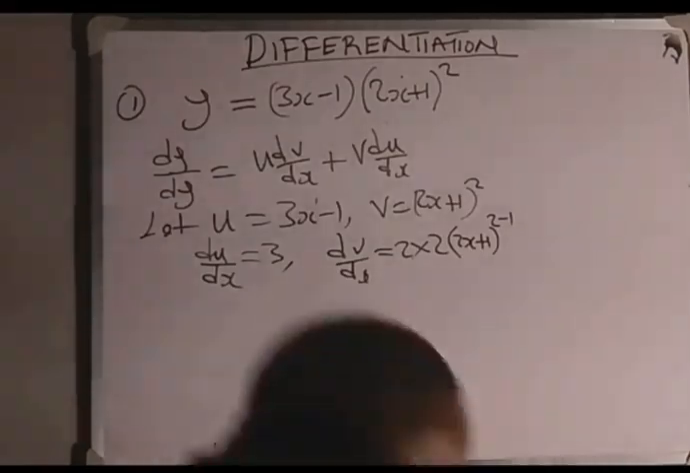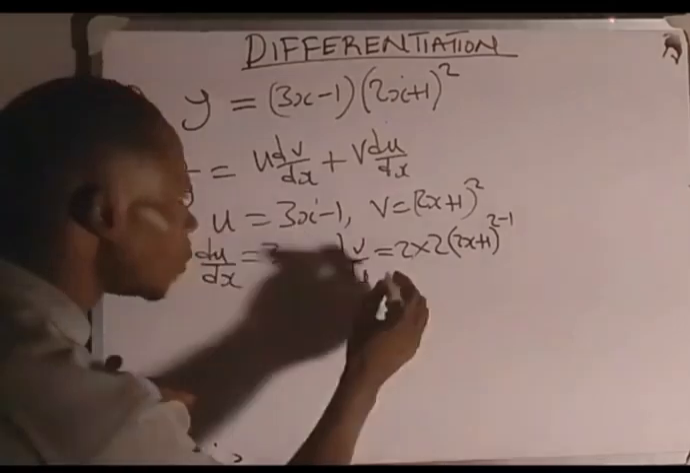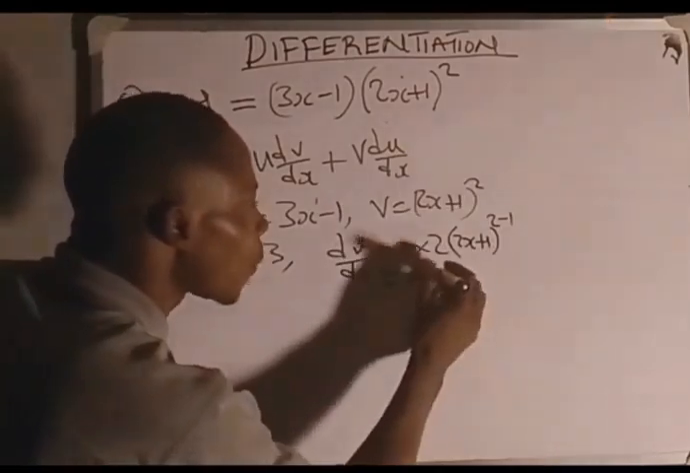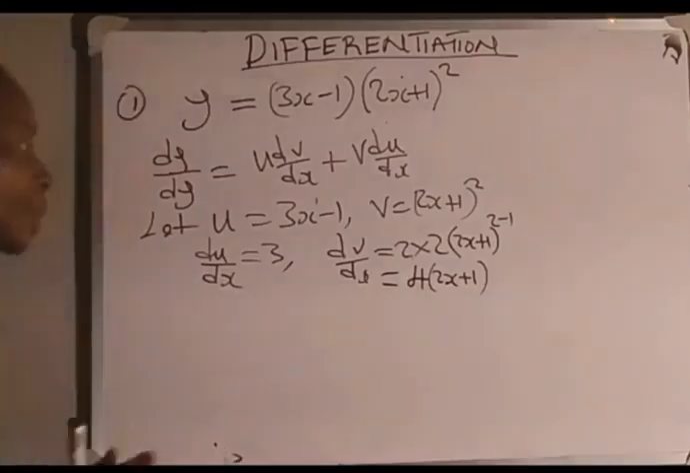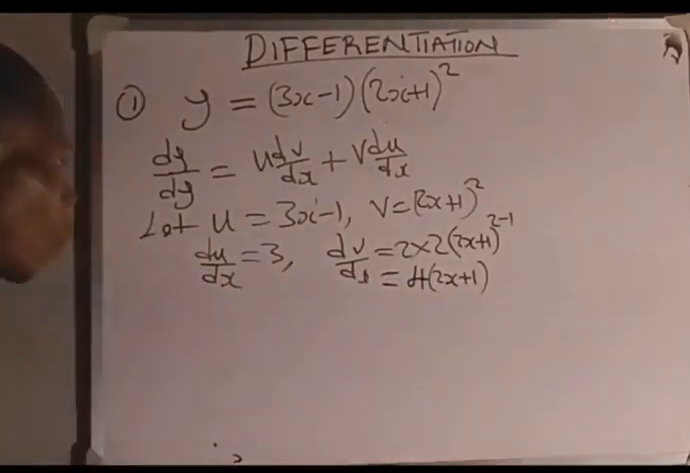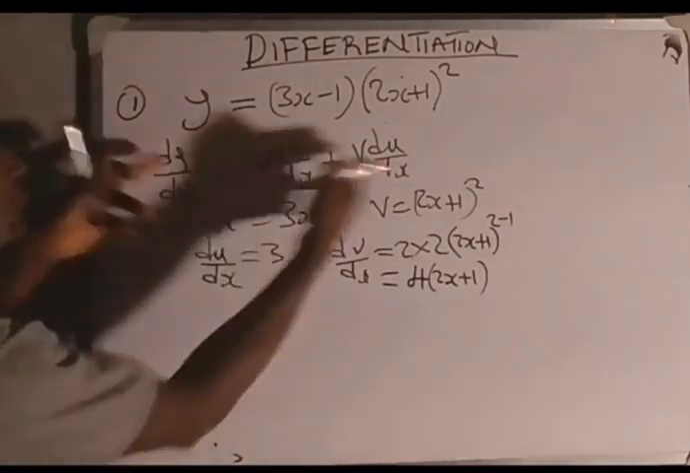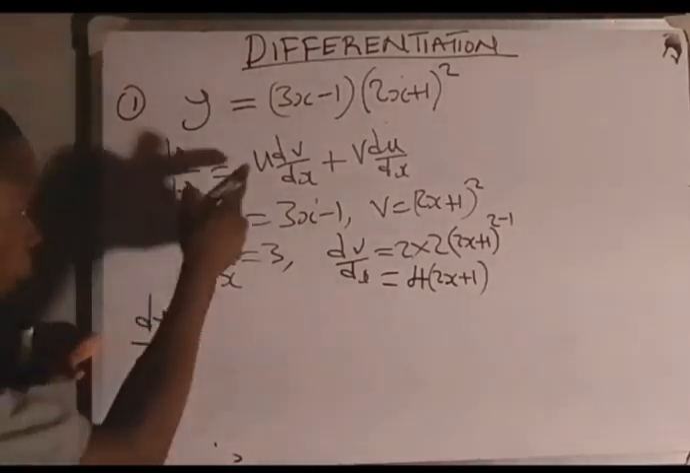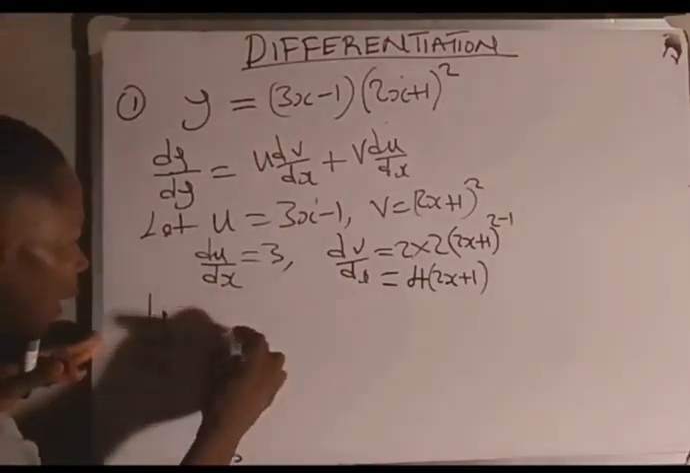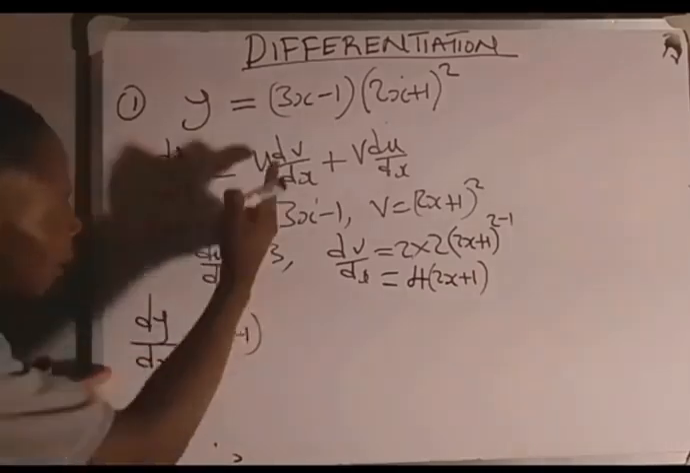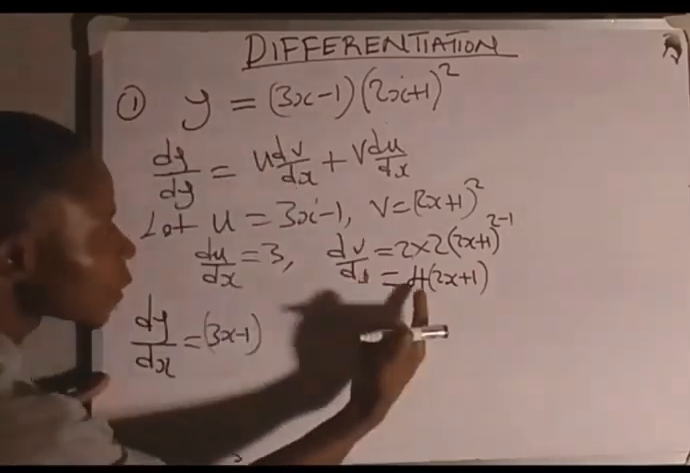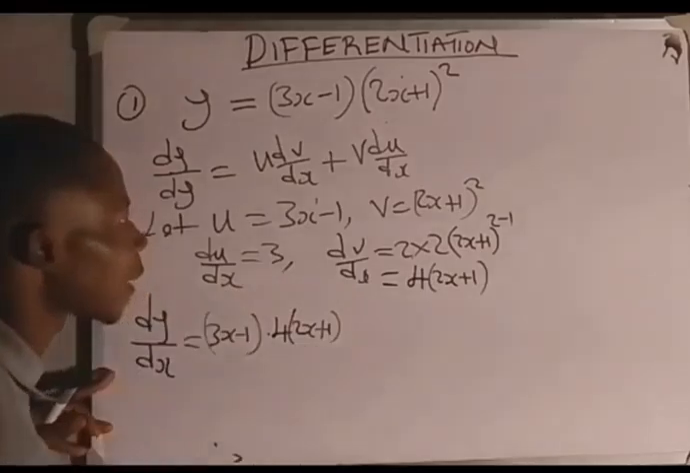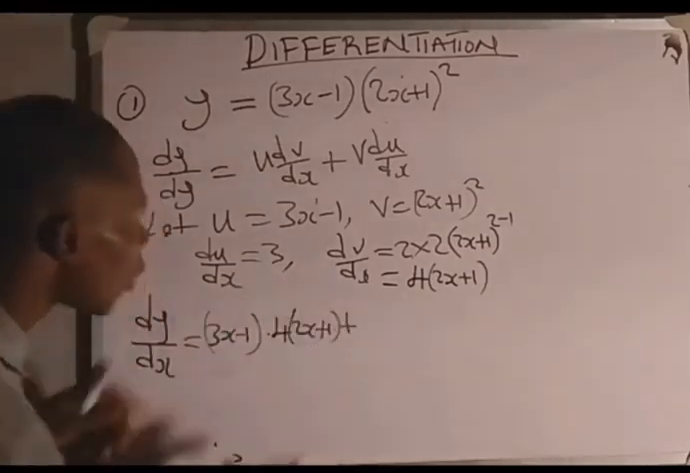All right then, now let's see this. So this will be equal to, this time this will give us 4, and then this minus this is 1, so it will be open bracket 2x plus 1, close the bracket. So having gotten this one, we'll go back and substitute this in the formula. That is, dy over dx will be equal to, our u is this one, so it will be (3x minus 1), then dv dx is 4 open bracket 2x plus 1, close the bracket. So then plus, what is our v?